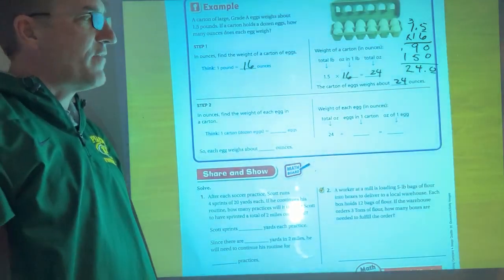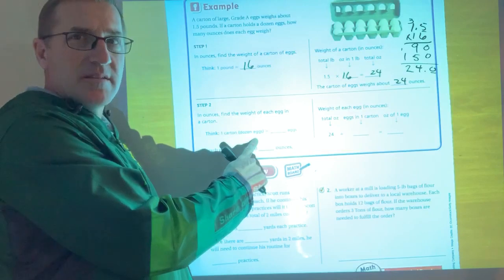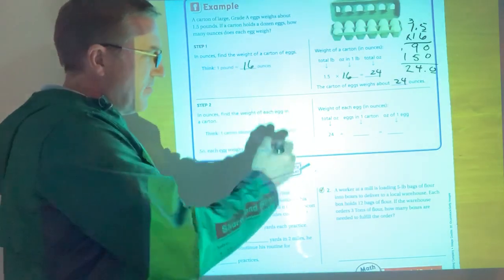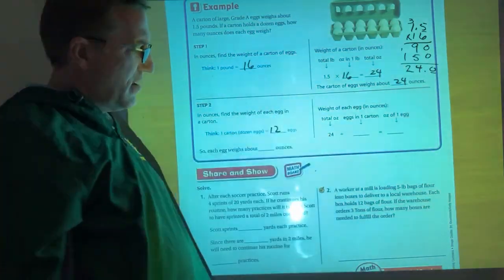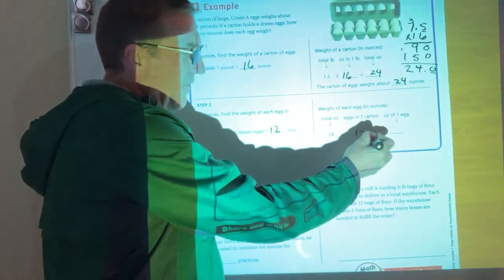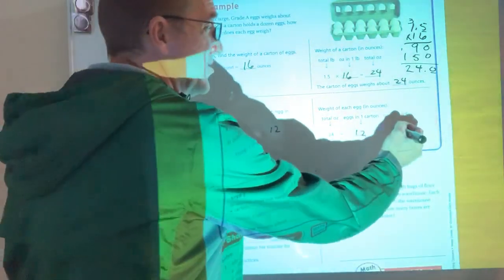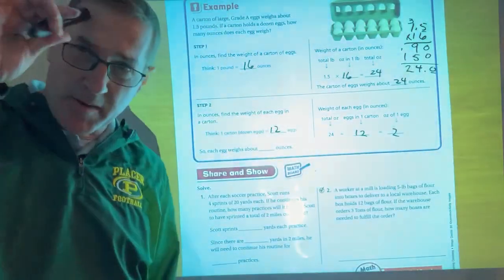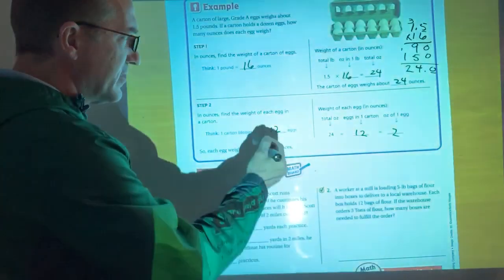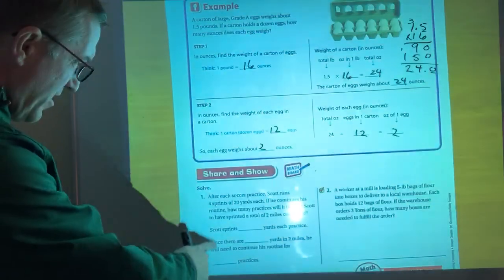Okay. Now I've got 1 carton, 1 dozen eggs is how many? 12. So I'm going to put my 12 here. All right. Each egg weighs, so I've got to do my division over here. 24 divided by 12. Come on. Right? That's easy. That's a 2. I use my multiplication chart with my big brain if I know all my facts. And it's going to be about 2 ounces. Easy peasy.